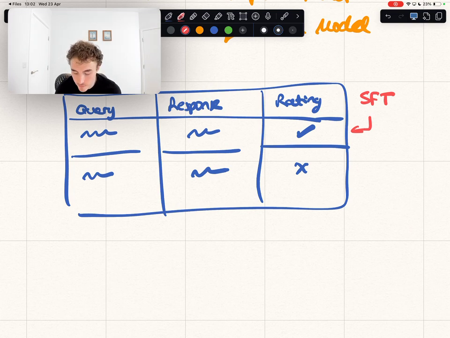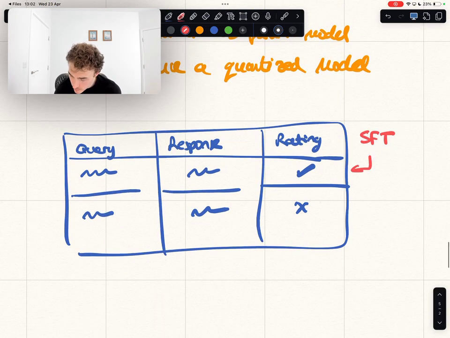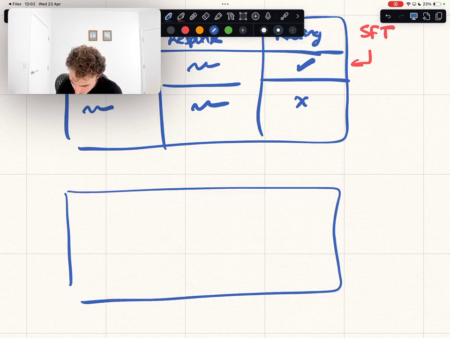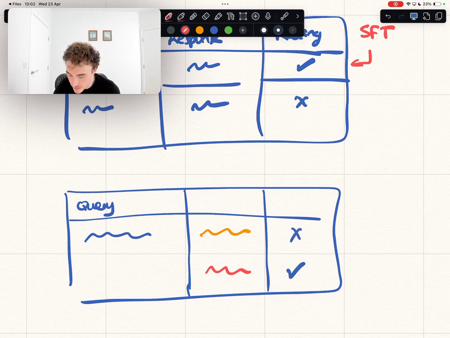You can do even better if you have some of this preference data that I talked about before. For example, which do you prefer? So if I have a data set that looks a bit like this, I have one query, and then I have two responses, one from an 8 billion parameter model, one from a 70 billion parameter model. And I have information like it preferred this one, it didn't like this one. I can use this information now to construct a data set where I try to encourage answers like this and I discourage answers like this.